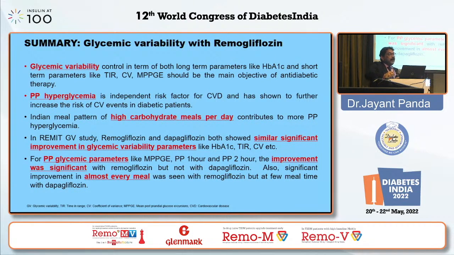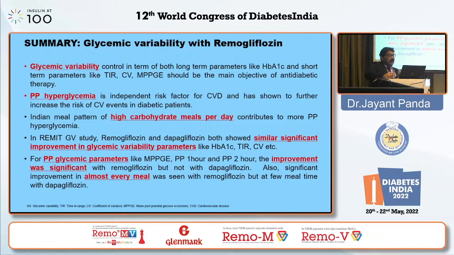And postprandial hyperglycemia is independent of other risk factors for CVD and has been shown to further increase the risk of CV events in diabetic patients. So we have to target minimizing glycemic variability as well as postprandial hyperglycemia in these patients. And the Indian meal pattern has a high carbohydrate load per day, contributing to more postprandial hyperglycemia, which all of us know and which has been proven and has been the case for almost the last 50 years.